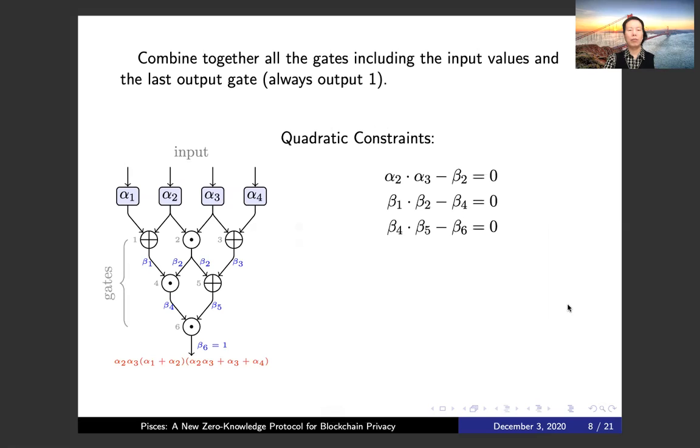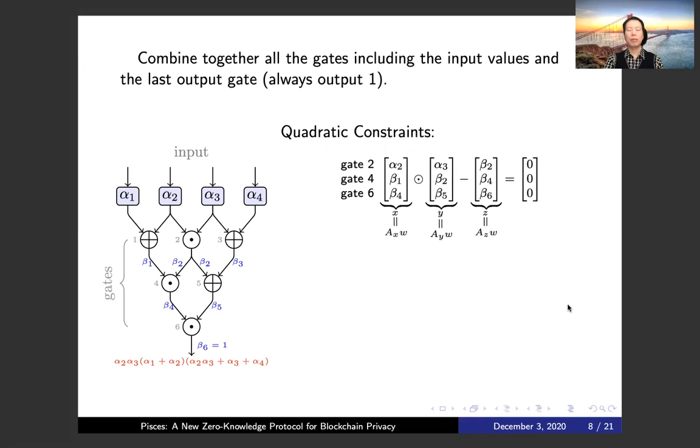And also we have 3 multiply gates. We have 3 quadratic constraints. So look at gate 4. The 2 inputs are beta 1 and beta 2, and the output is beta 4. So the second constraint is beta 1 times beta 2 minus beta 4 equals 0. Also, in a matrix form, we can express the constraint in this form. The circle dot means entry-wise product. Also, in order to get this vector, we need to construct a matrix AX, such that AX times W equals X. In the same way, we need to construct AY and AZ.